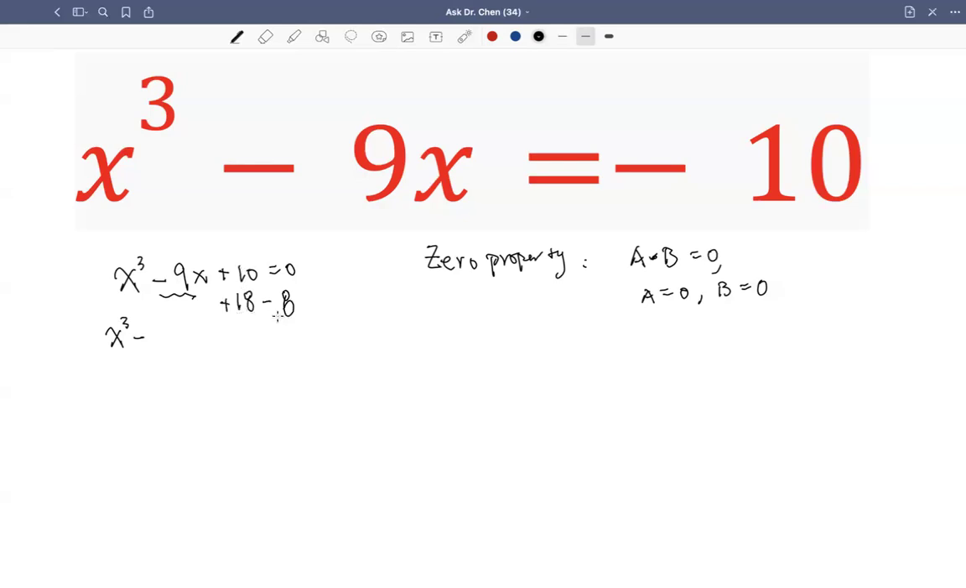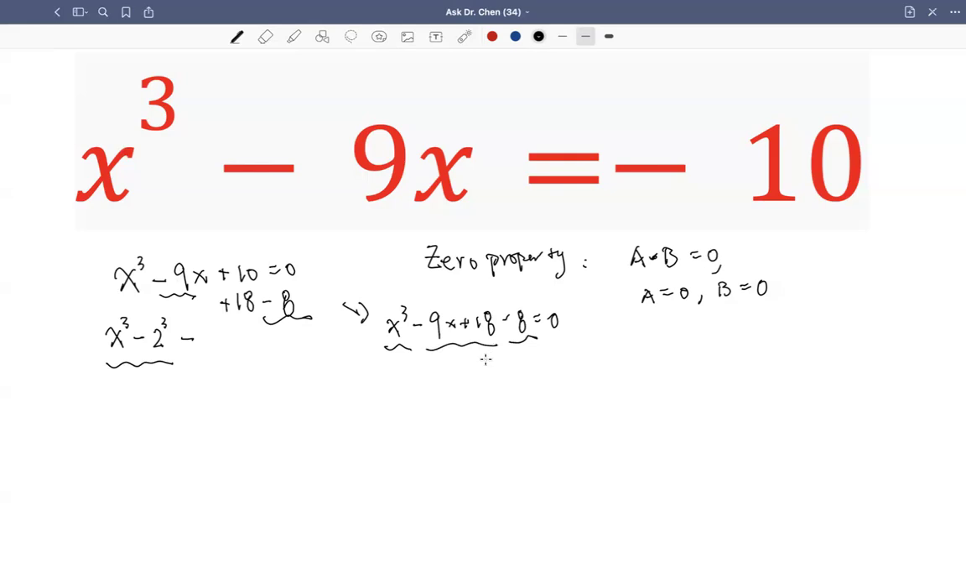Because 10 is 18 minus 8, and 8 is 2 cubed, right? It's 2 raised by 3. So we use this one. So x cubed minus 8, which we read as x cubed minus 2 raised by 3. Then we have these two terms. So let me write one more step here, so not to confuse anybody. We read it as x cubed minus 9x plus 18 minus 8 equals 0. Now group those two.